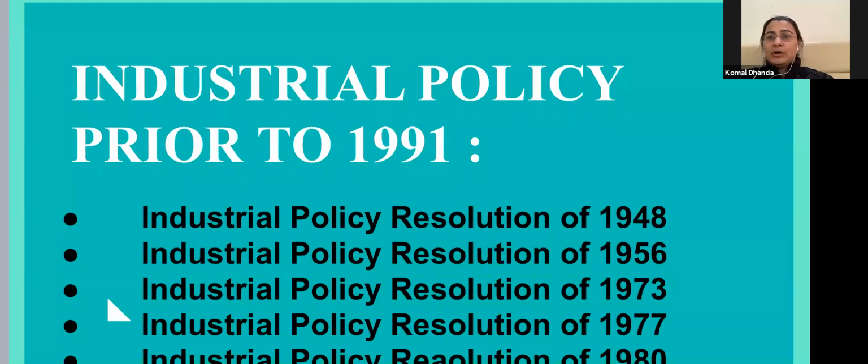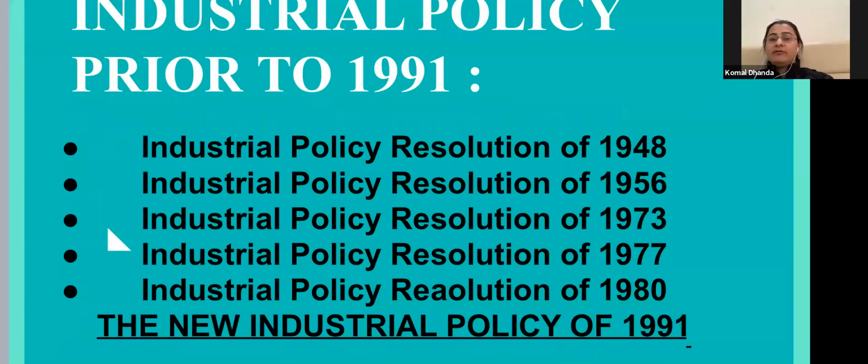Now let's talk about the industrial policies. The first industrial policy resolution which came into existence was in 1948, also called the 1948 industrial policy.